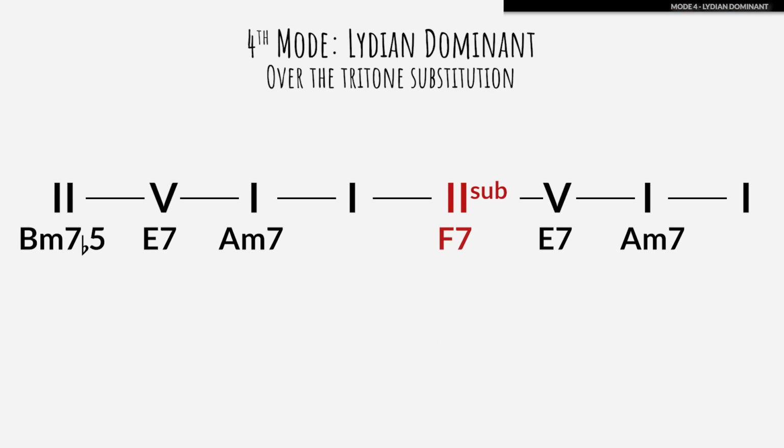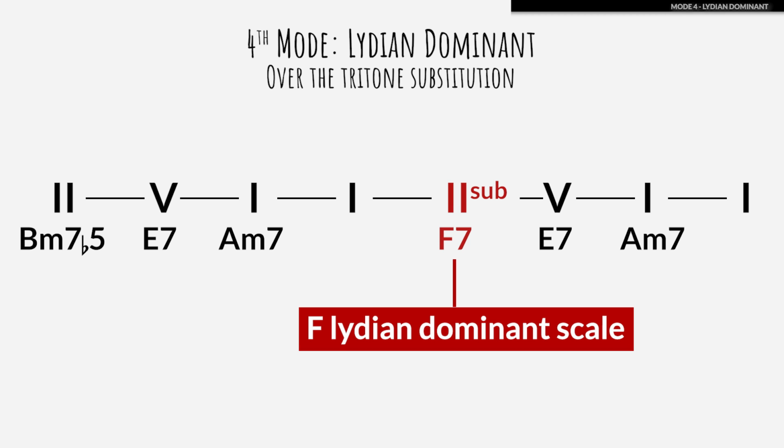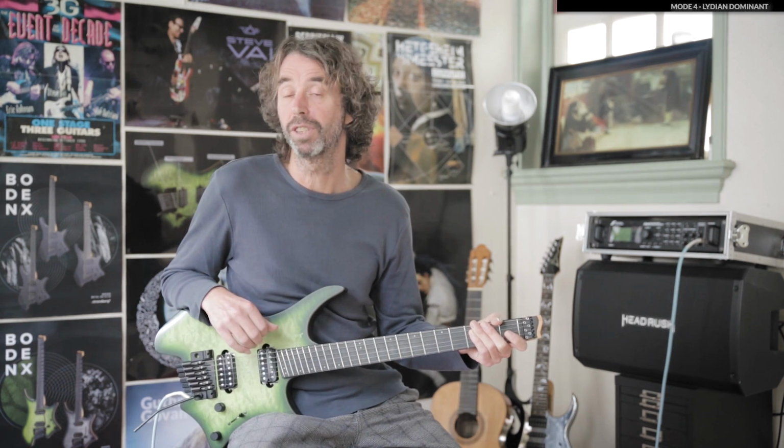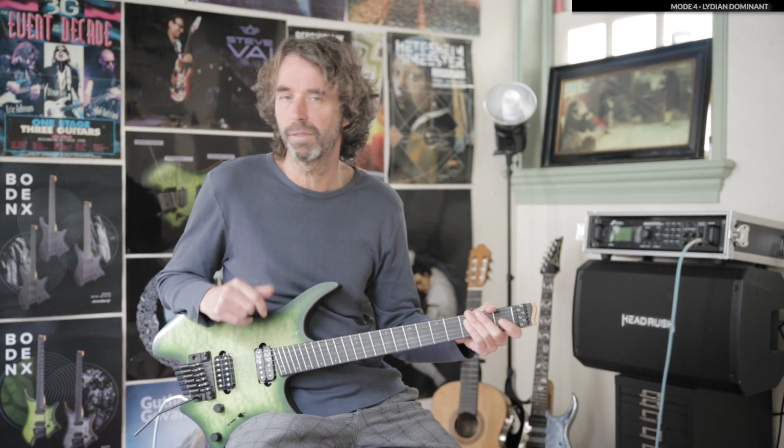Now over the F chord, we'll play the F Lydian dominant scale. Another trick to remember is playing a Lydian dominant scale over a dominant chord that descends a half step to the next dominant chord. F Lydian dominant is the 4th mode of the C melodic minor scale. So we'll play a C melodic minor scale over the F dominant 7 chord.